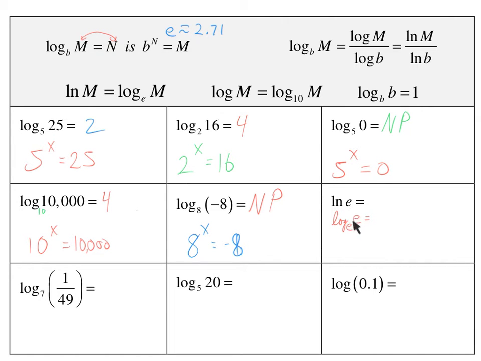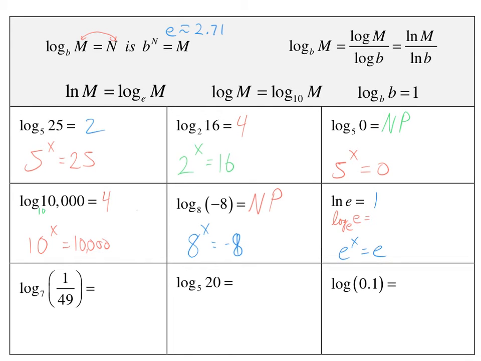Because e is still inside of the log, the ln, the base is e. So if it's ln, the base is e; if it's missing a base, it's base 10. So what is this going to be? Now let's write it as an exponent. This is saying e to the what power is e, and hopefully you can see e to the first is e, so it's 1.